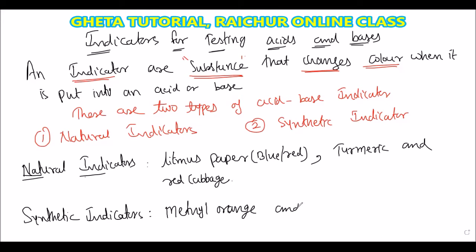Methyl orange. Phenolphthalein. Please note this spelling, because every student has difficulty writing it. This is the spelling of phenolphthalein. These are some of the indicators we have to remember, and what color they change to when they come in contact with acid or base.